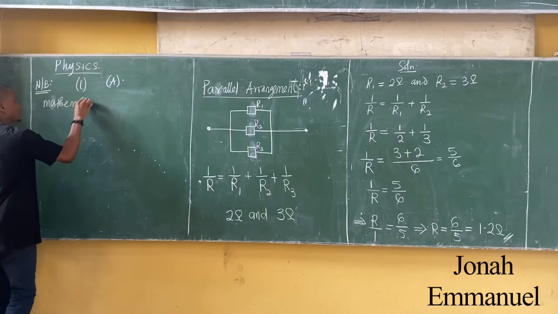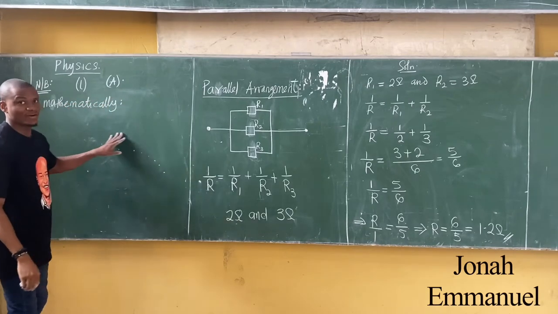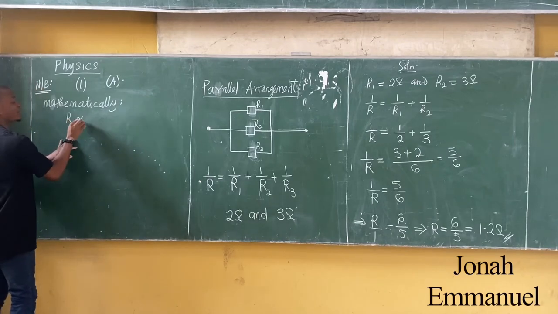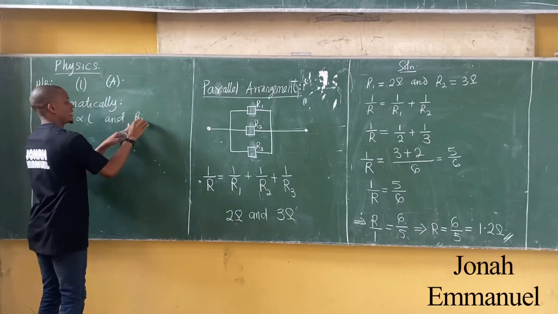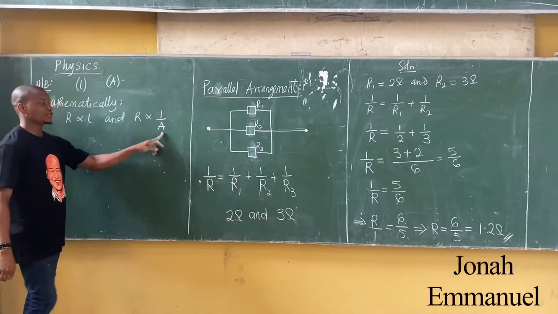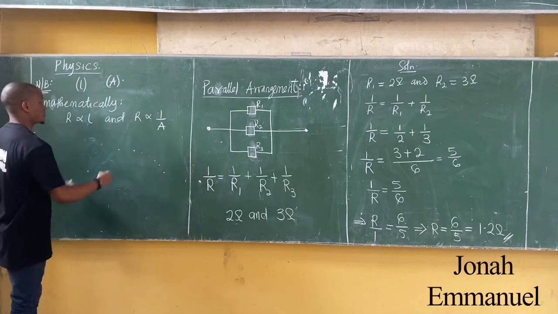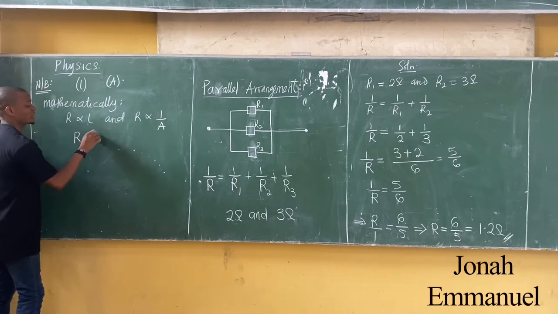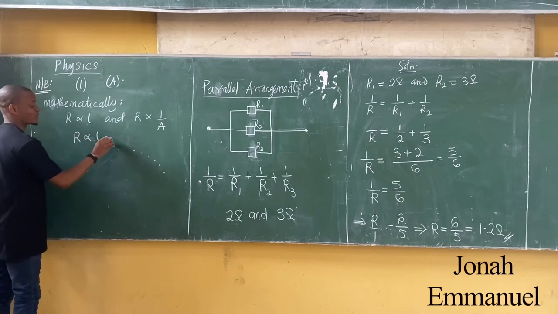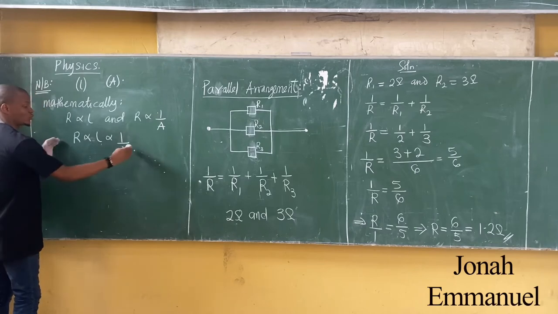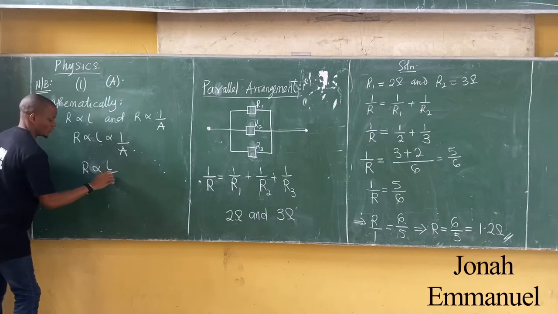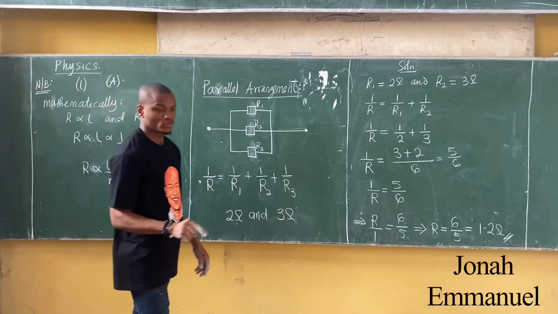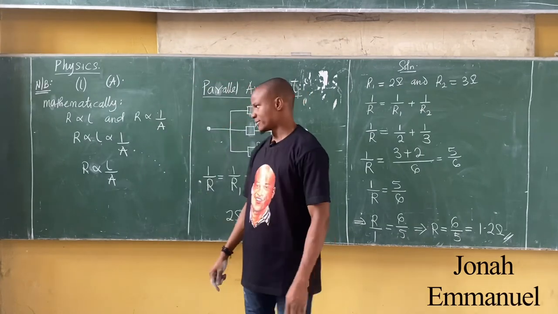So mathematically we'll say that the resistance R is directly proportional to its length, and also R is inversely proportional to its area. If I combine these two, it means that R is directly proportional to the length of the conductor, and at the same time this same R is inversely proportional to the area. So combining them to form a relation, R is directly proportional to L times 1 over A, which is L over A.